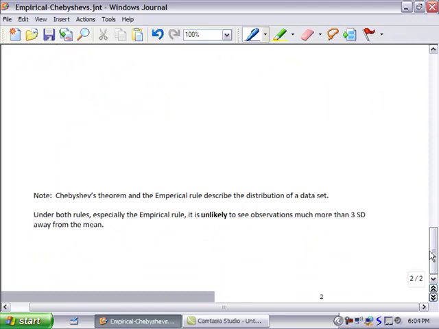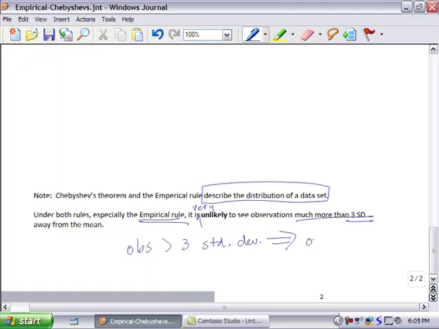Okay, so a couple of final notes. The first one is that both of these, Chebyshev's theorem and the empirical rule, which are guides to help us estimate the number of observations that fall within an interval, really help us to describe the distribution of a data set. And under both rules, especially the empirical rule, it is very unlikely to see observations much more than 3 standard deviations away from the mean. Observations that are more than 3 standard deviations from the mean we call outliers. And we'll talk about that next time.